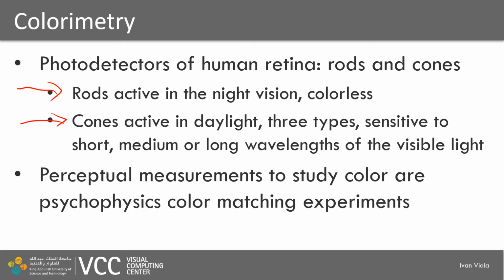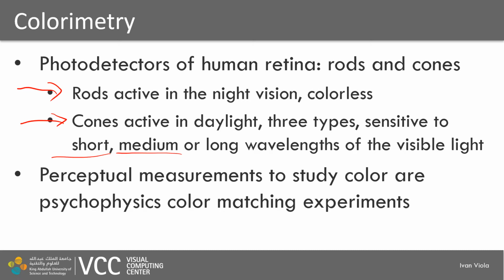There are three types of cones, and each of these three types have a certain sensibility distribution over the visible light spectrum. One type is called the short wavelength cone type, which is sensitive mostly to the short wavelengths, which are various hues of blue down to the ultraviolet. Then we have medium wavelength cone type, which is mostly sensitive to the wavelengths which we perceive as green.